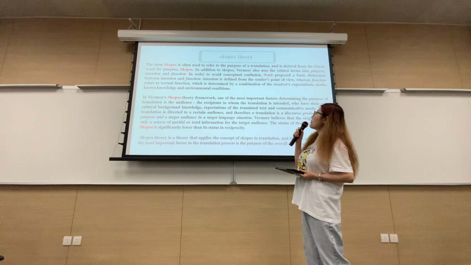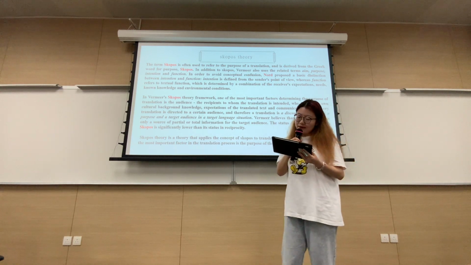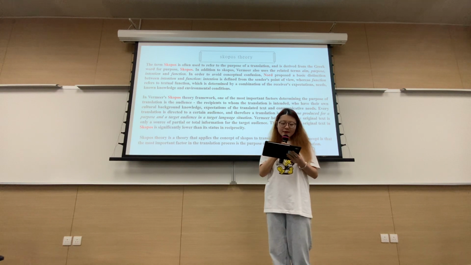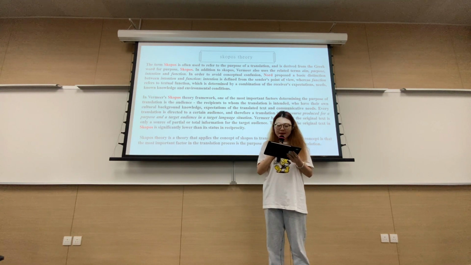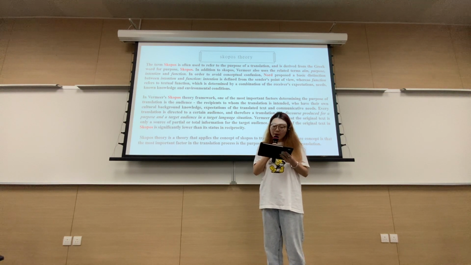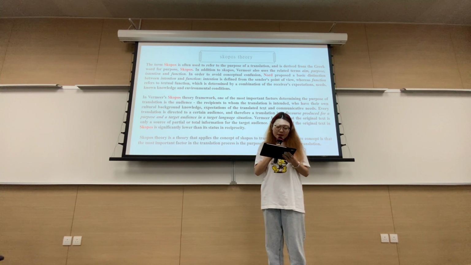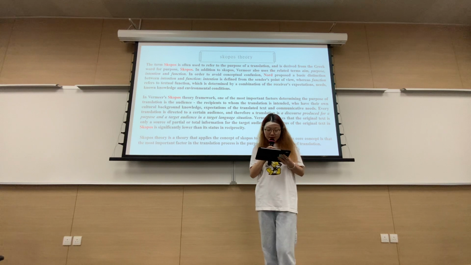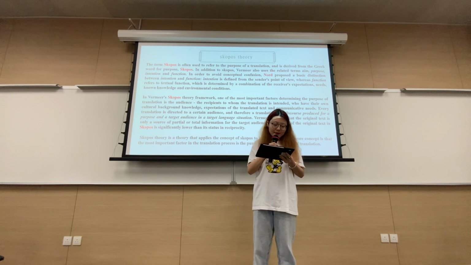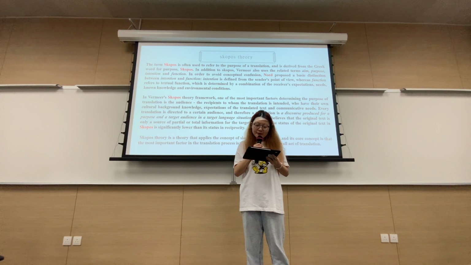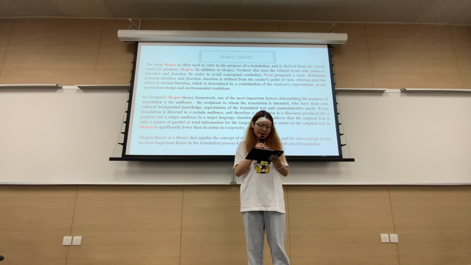In addition to skopos, Vermeer also used the related terms aim, purpose, intention, and function in order to avoid conceptual confusion. Nord proposed a basic distinction between intention and function. Intention is defined from the sender's point of view, whereas function refers to a textual function which is defined by the combination of the receiver's needs, knowledge, and environmental conditions.